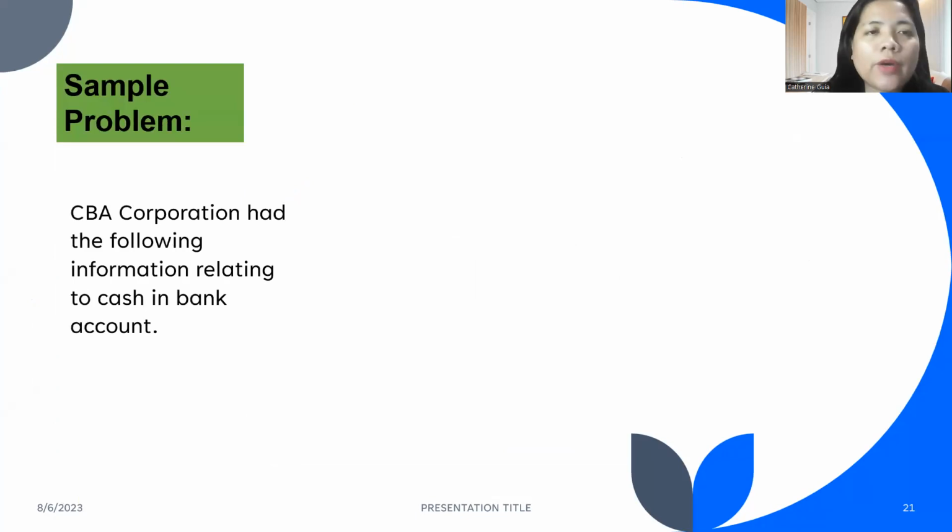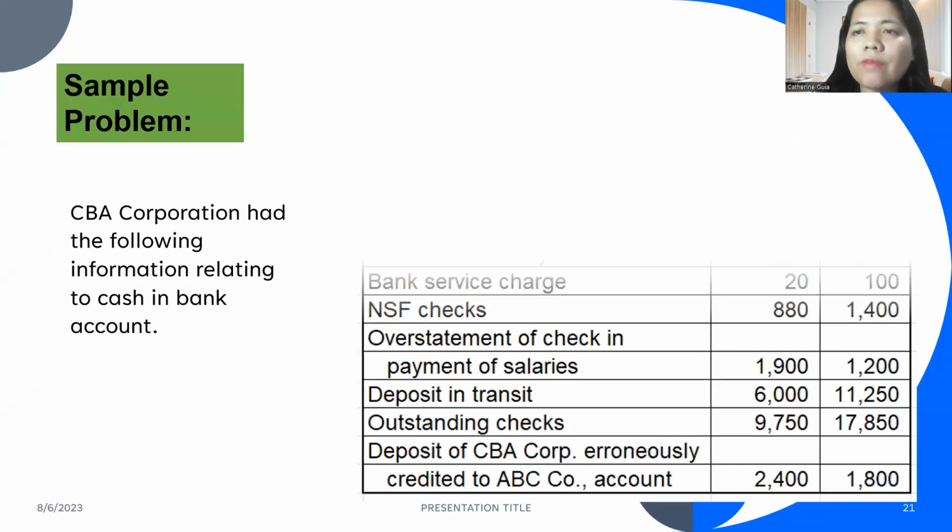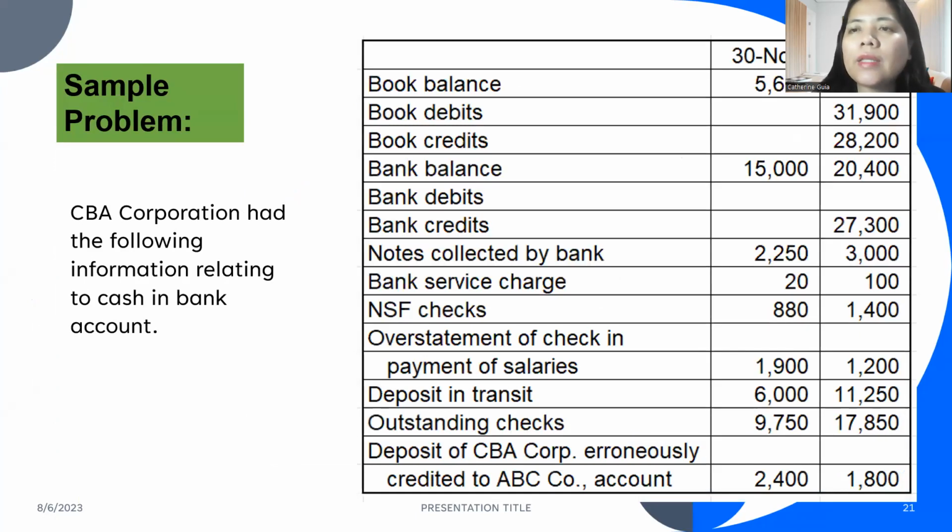CBA Corporation had the following information relating to cash in bank accounts. So we have here a table indicating the different items affecting our cash in bank per book and per bank, and also our reconciling items covering 2 months. Okay, so let me share with you an Excel file or a sheet wherein we will be preparing our proof of cash.